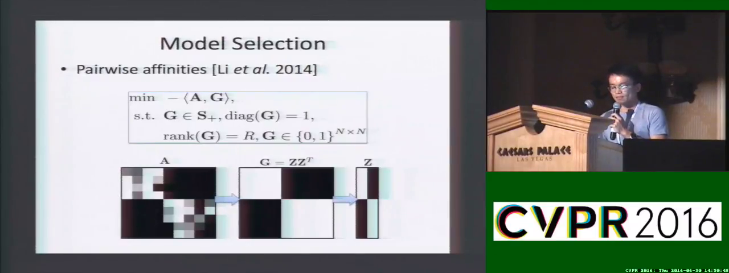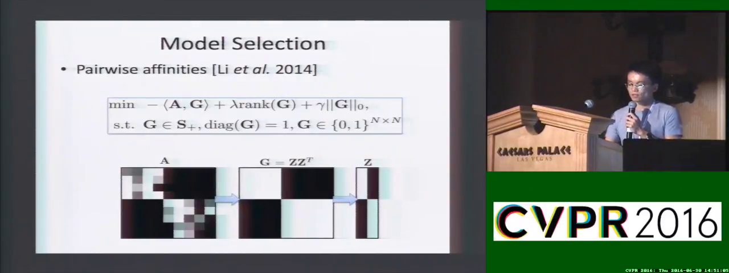Thus, this problem is formulated like this. The inner product is to make G close to A. The PSD constraint and the rank constraint follow from the fact that G equals ZZ transpose. The other constraints are straightforward. Since we don't know the number of clusters R, we move the rank term to the objective function. Minimizing this rank term means we prefer the clustering result with the smallest class number. Then we add a sparsity term to capture the sparse nature of an ideal affinity matrix and avoid the trivial solution.